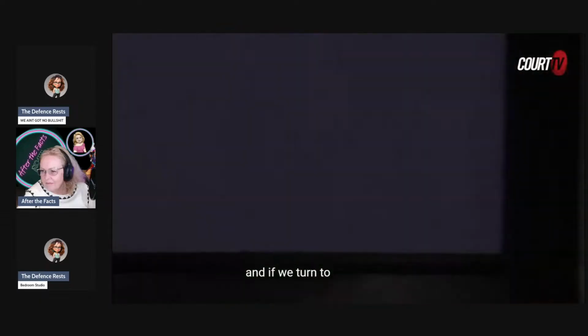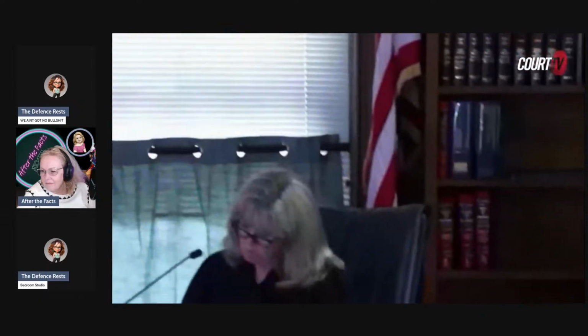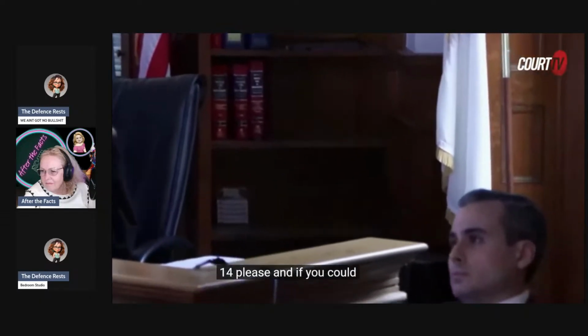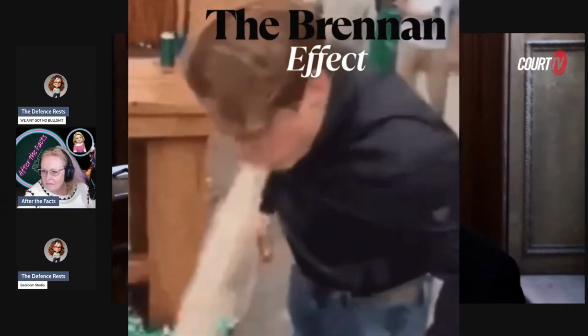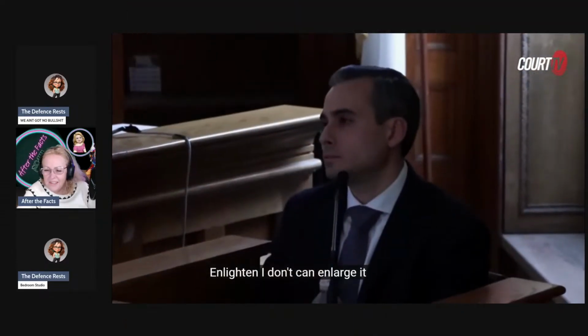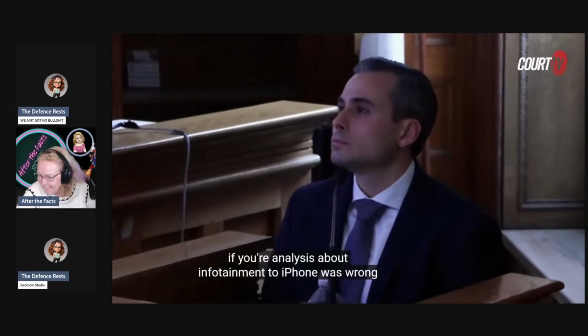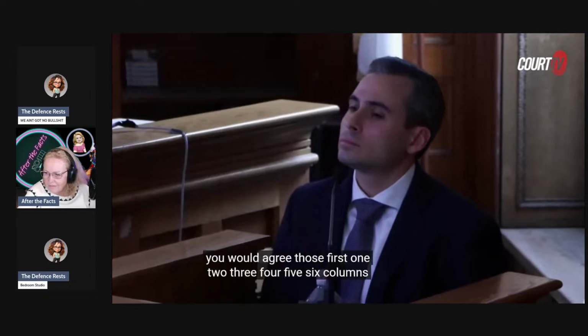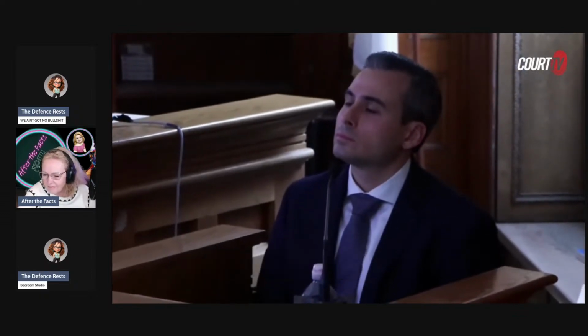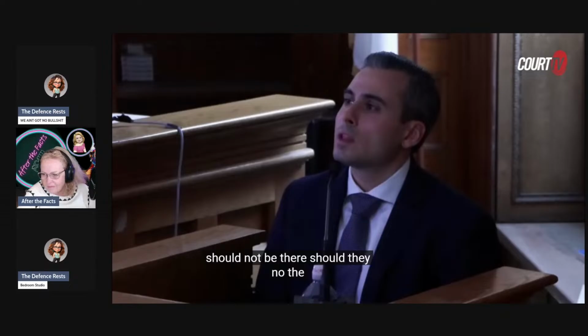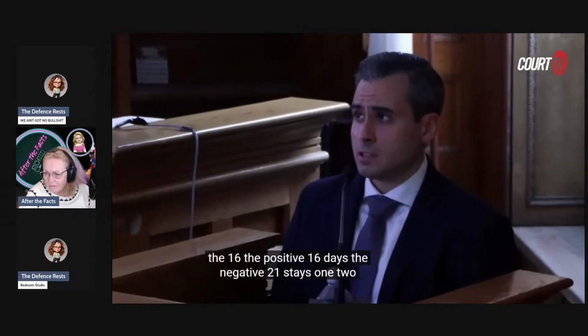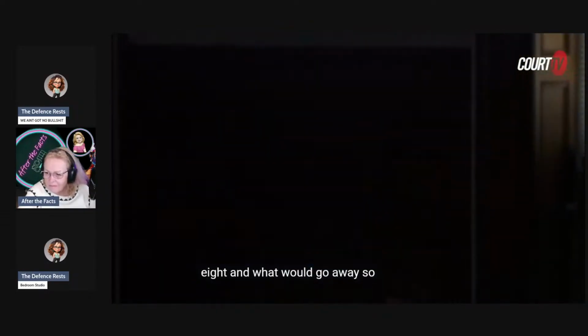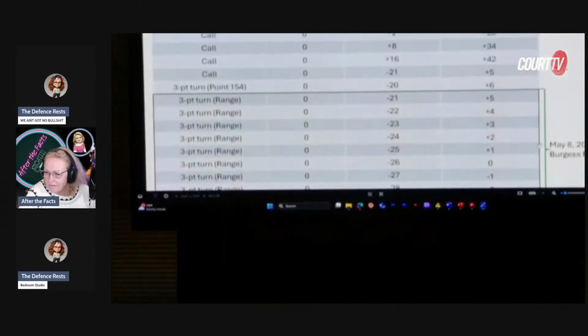And if we turn to 14, please. If your analysis about infotainment to iPhone was wrong, you would agree those first 1, 2, 3, 4, 5, 6 columns should not be there, should they? No, the positive 16 stays, the negative 21 stays, 1, 2, 8, and 20 would go away. So we'd lose 4 lines from this chart.